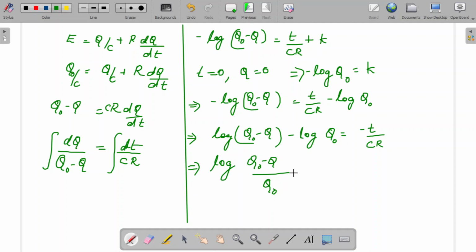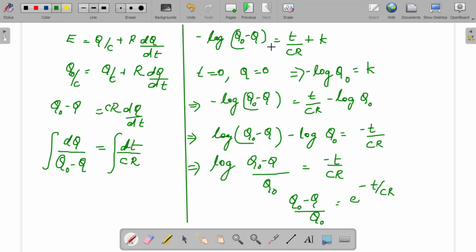This is log A minus log B, that is log A by B. So I can write it in this form, and this is equal to minus t by CR. Now what is our attempt? I want to know what the Q is at every instant. At an instant t, what is the value of the Q charge? That is what we have to understand. So we can take the exponential on both sides. So e raised to log of Q0 minus Q divided by Q0, that is actually Q0 minus Q divided by Q0, is equal to e raised to minus t divided by CR, right?